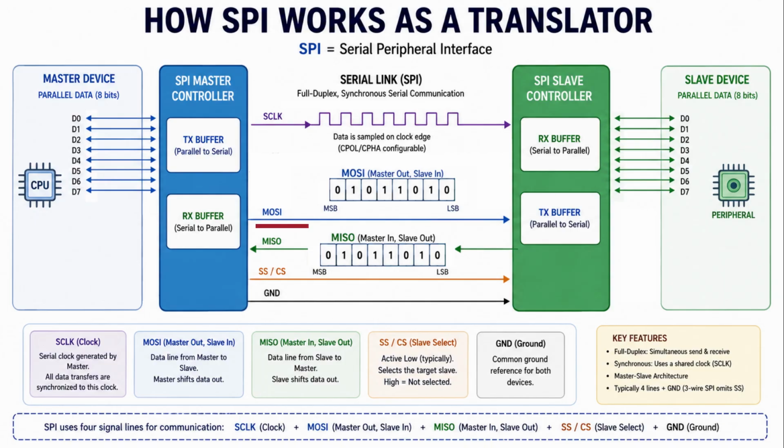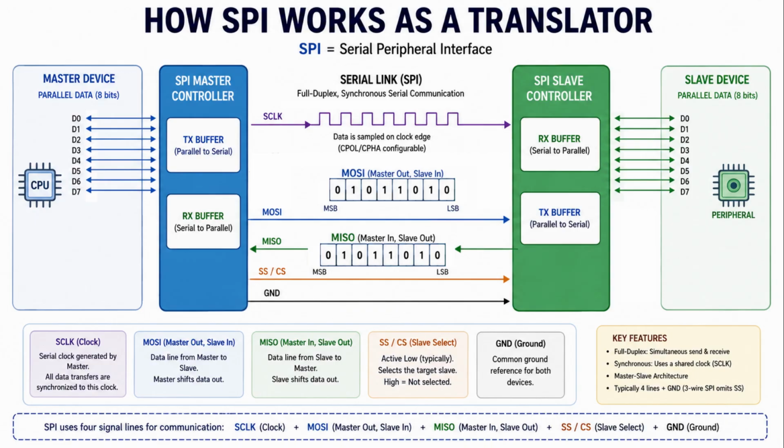Then we have MOSI. MOSI means master out, slave in. This is the line on which the master sends data to the slave. Then we have MISO. MISO means master in, slave out. This is the line on which the slave sends data back to the master. And finally, we have SS or CS, which means slave select or chip select. This line is normally active low and it is used by the master to select which slave it wants to communicate with. And of course, the devices share a common ground.